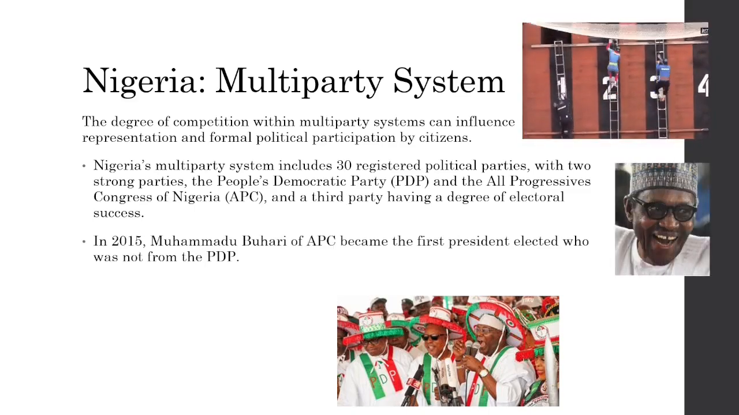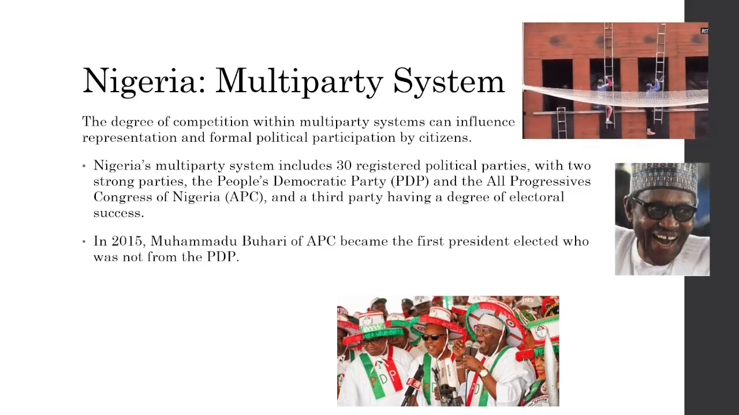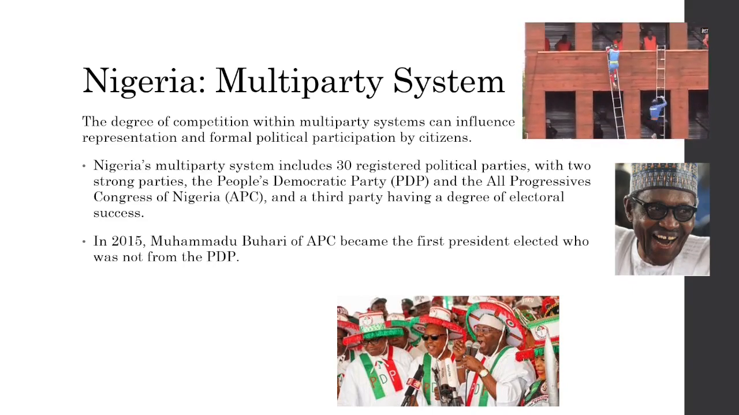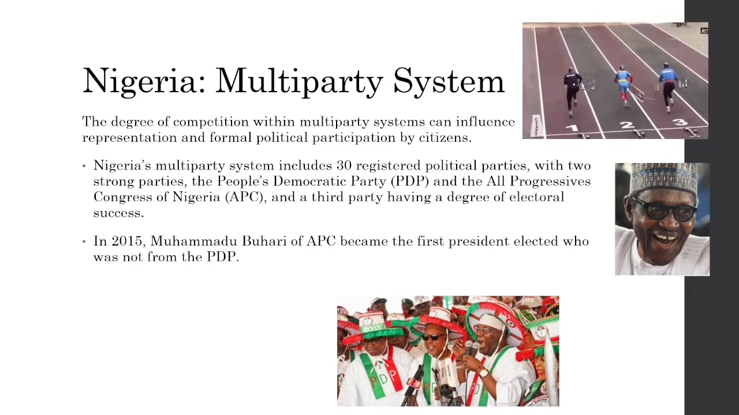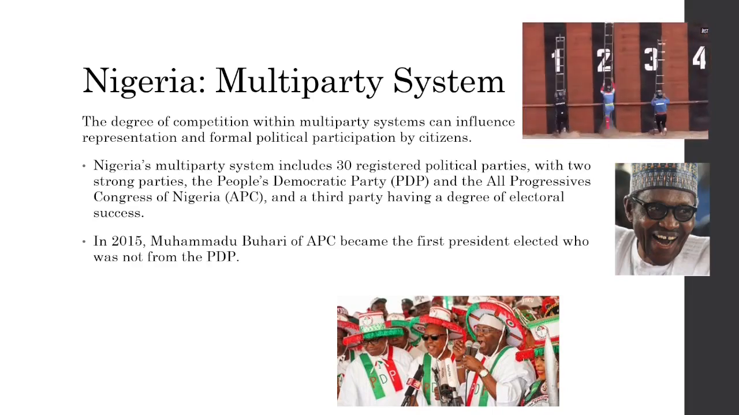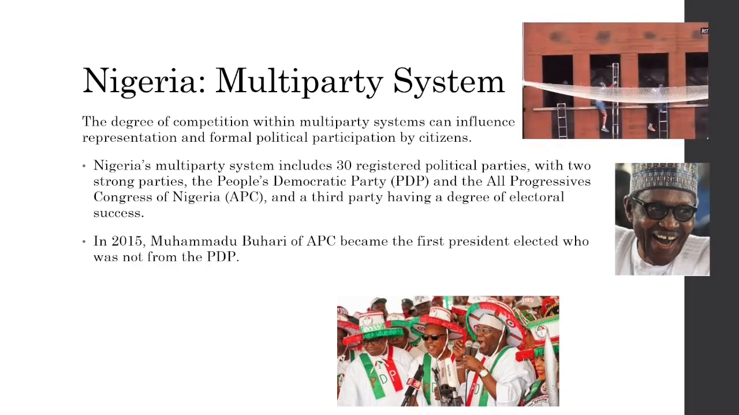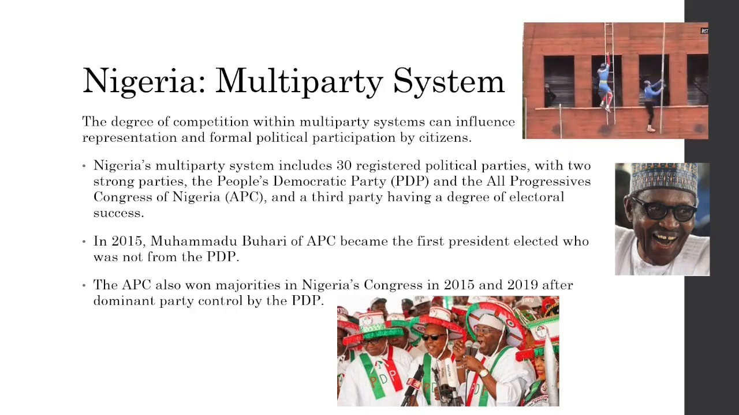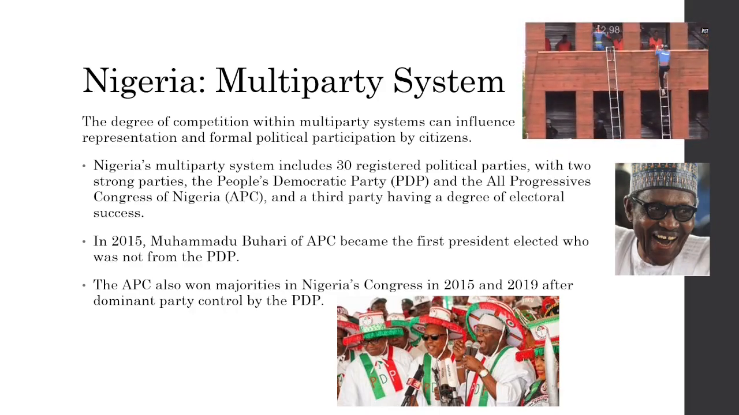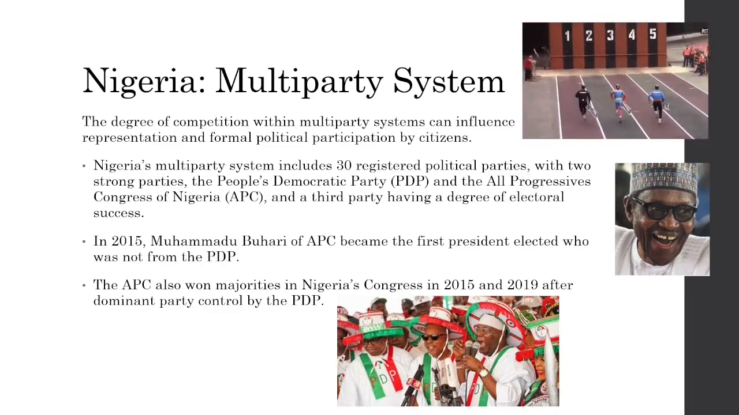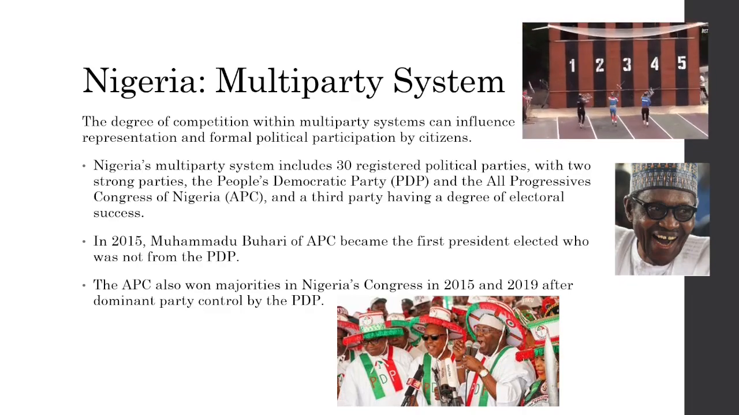In 2015, their president became the first president elected who was part of the APC, not the PDP. So we can see here multiple parties have held the electoral office position, such as in Mexico. And in Russia, we haven't really seen this happen in the past 24 years. The APC has also won majorities in Nigeria's Congress after the dominant party control by the PDP. But they also have a strong influence in the legislative branch as well.